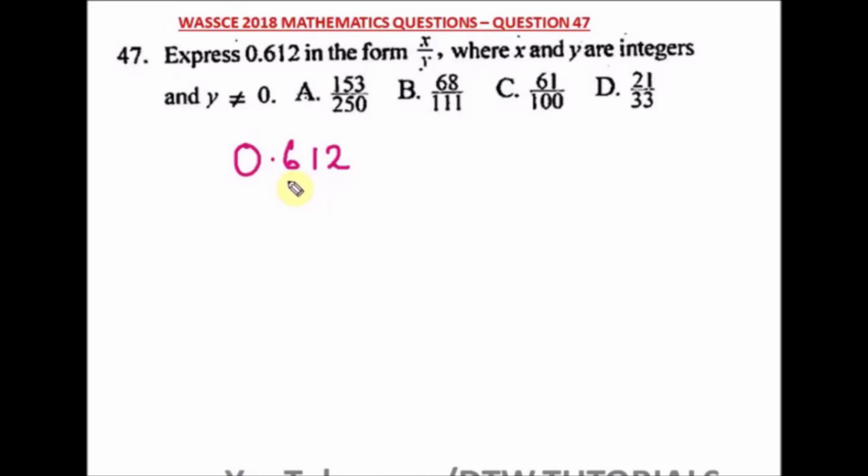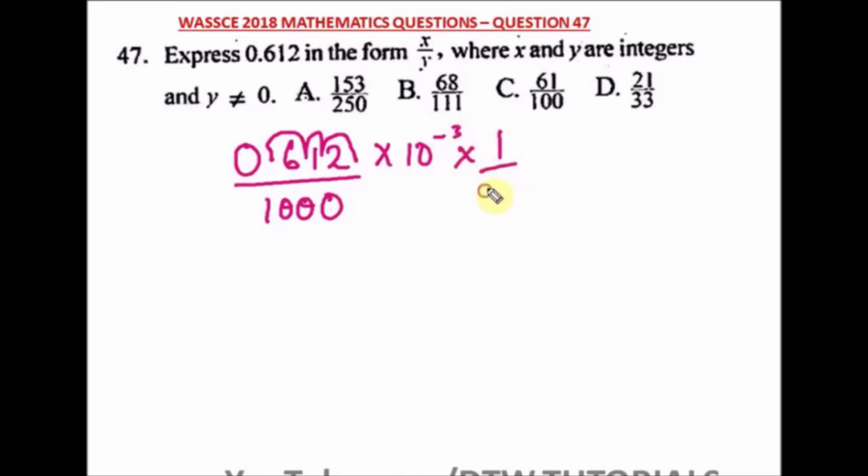Where x and y are integers, that's whole numbers, so let us move this decimal point how many times to make it a whole number? If we move it 3 times, it means we have to divide by 1000. It's just like saying moving it 3 times is times 10 raised to power minus 3, which is times 1 over 10 raised to power 3. That's how we got our 1000, because 10 raised to power 3 is 10 times 10 times 10, which will give us 1000.